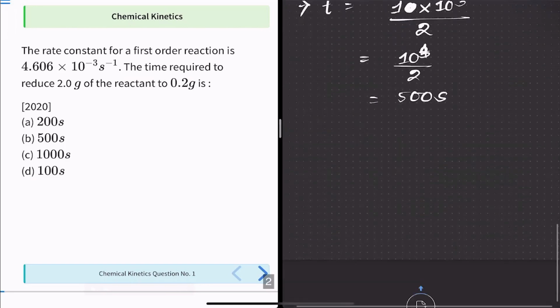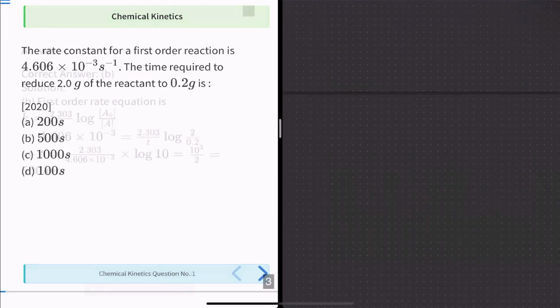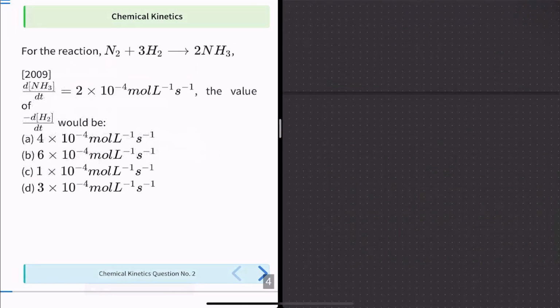Okay. So let's move on to the second question. For the reaction N2 plus 3H2 gives rise to 2NH3, d[NH3] by dt, meaning the instantaneous rate of reaction, would be 2 into 10 to the minus 4 mole per liter per second. The value of minus d[H2] divided by dt would be. Okay. So for a reaction, I'm giving a sample reaction to show how to calculate the rate of reaction.